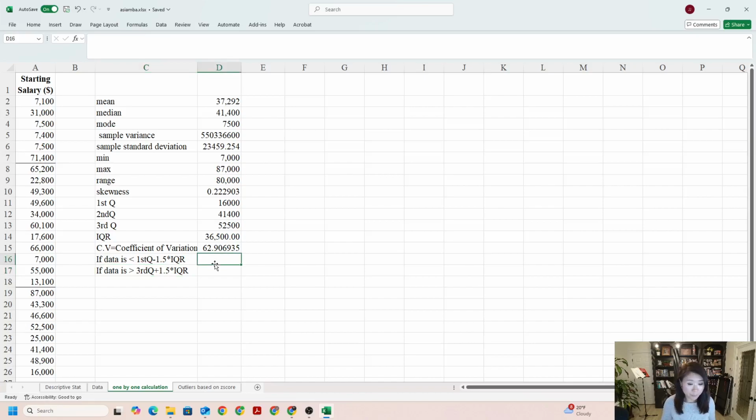For instance, in this case, if the data is smaller than the first quartile minus 1.5 times my interquartile range, do we have any values smaller than negative 3,875? The answer is no, because the smallest value is 7,000. So from this end, we don't find any outlier. How about on the higher value end? This is equal to the third quartile plus 1.5 times the interquartile range. We also don't see any value larger than 107,250, because the largest value in this data is 87,000. So based on this criterion, we also will not find any outliers.